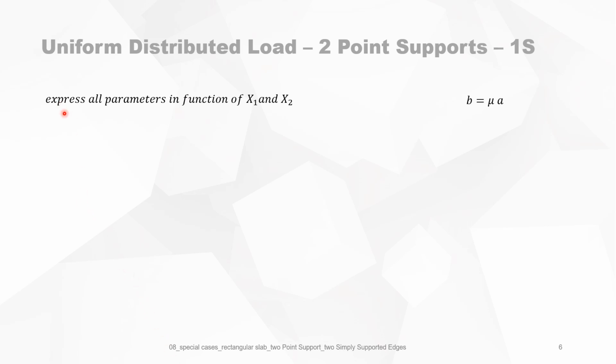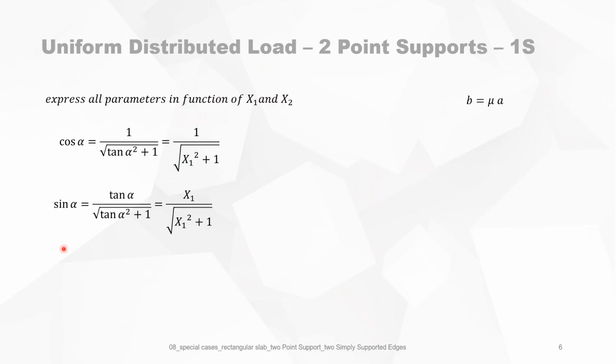We can now express all parameters in function of x1 and x2. And we use a parameter mu, which is b over a, but this is not an optimization parameter, just a shape parameter, so that we can use the different formulas for other rectangular slabs. Cosine alpha in function of tangent alpha gives you a very easy expression in x1. The same for sine alpha.